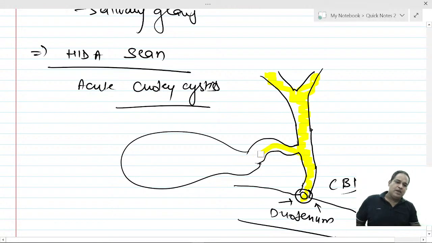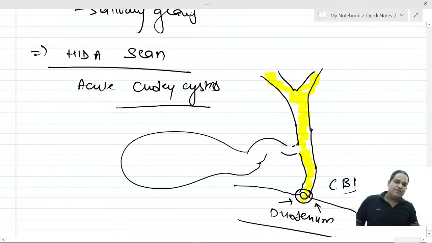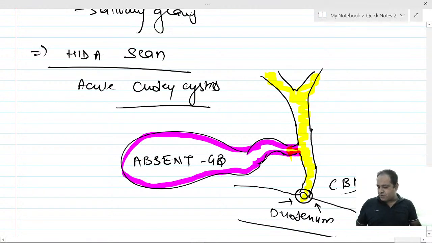What happens in acute cholecystitis is that the gallbladder is badly inflamed. So HIDA cannot enter, your contrast media cannot enter the gallbladder. So this will show an absent gallbladder in case of acute cholecystitis.